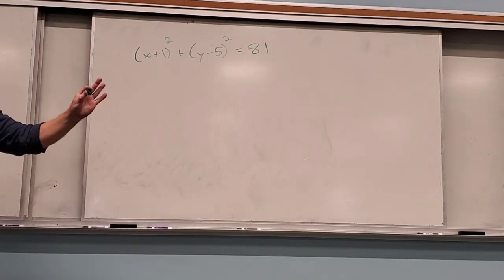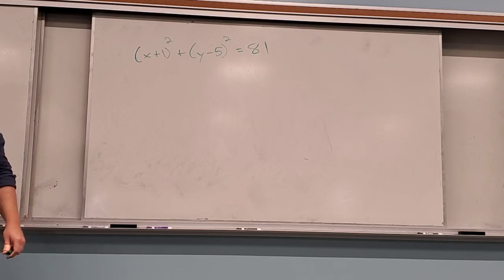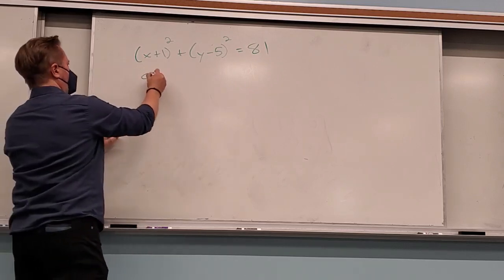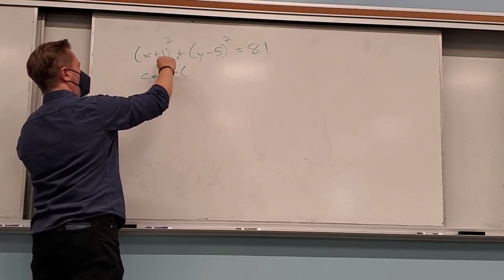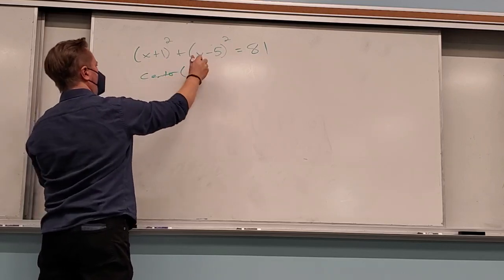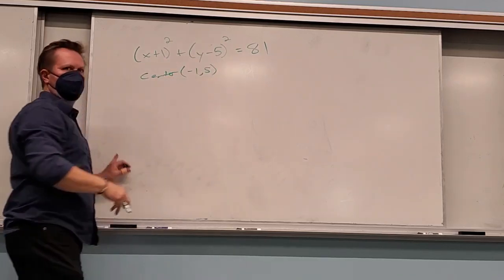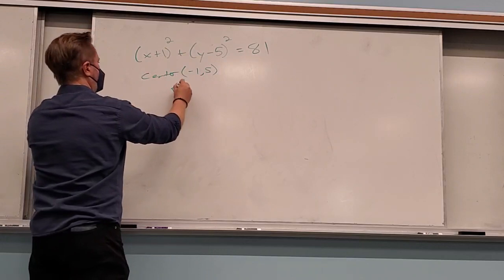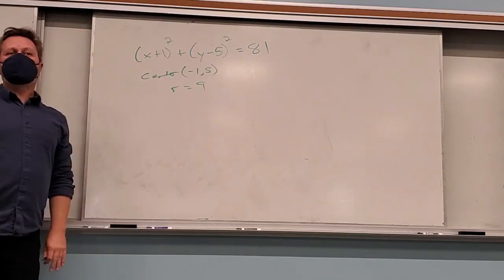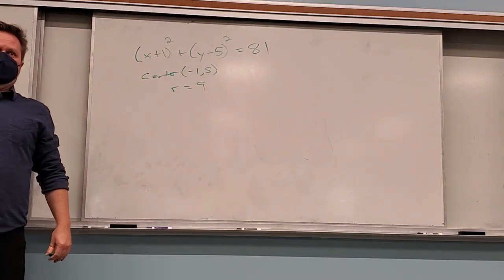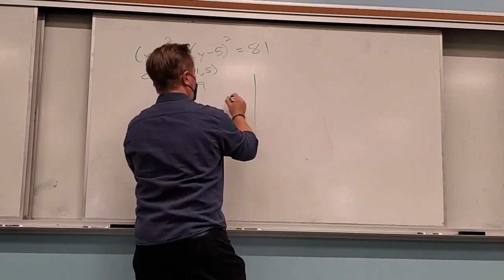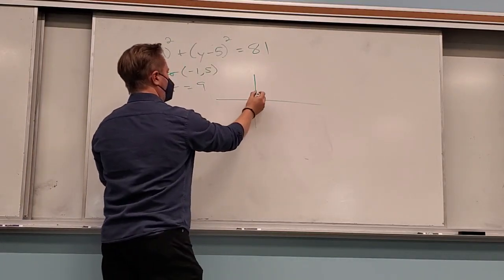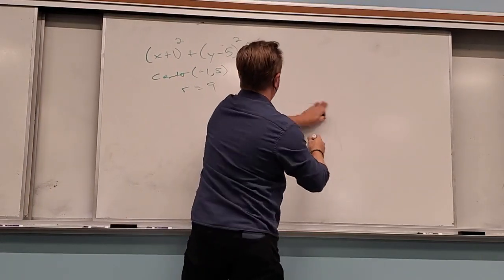Can you tell me anything about this circle? Center. Yeah, center is negative 1, 5. Yeah, the radius is 9. Cool. Can you graph this? Yeah, easy. All right. So negative 1, 5. I need to give myself more room.